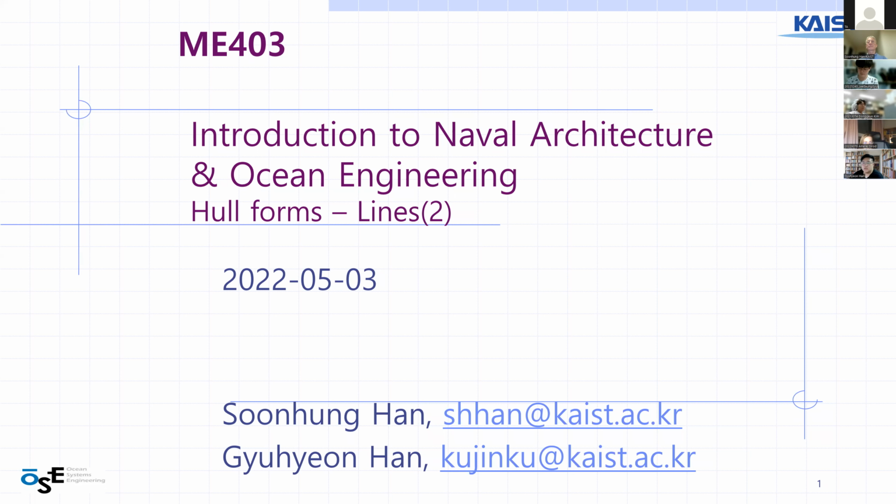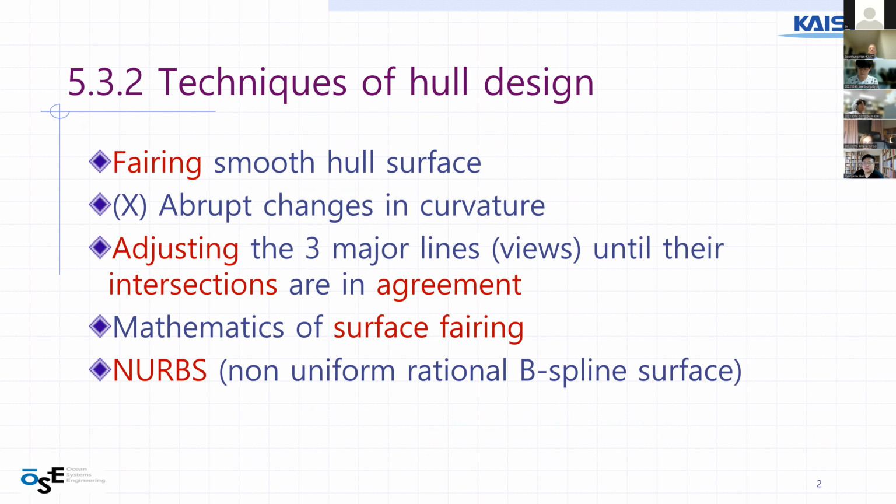And I'm gonna talk to you about the line drawings, following Professor Han. Now there are some basic rules for the whole design. Basically, the fairing must be finished with a smooth soft surface, so no abrupt changes are allowed in curvature. And basically, the three major lines should be adjusted until their intersections are in agreement.